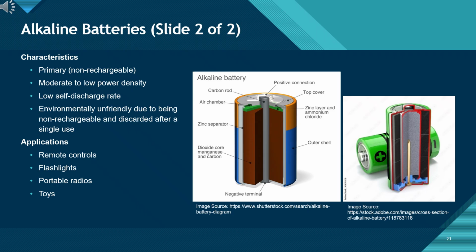You can see their structure and appearance in the images on the slide. This is the typical alkaline cell most of us know from everyday devices. And that leads to their main applications: remote controls, flashlights, portable radios, and toys. Basically, anything that needs inexpensive, easy-to-replace power.